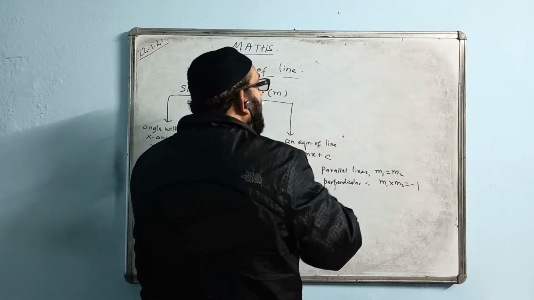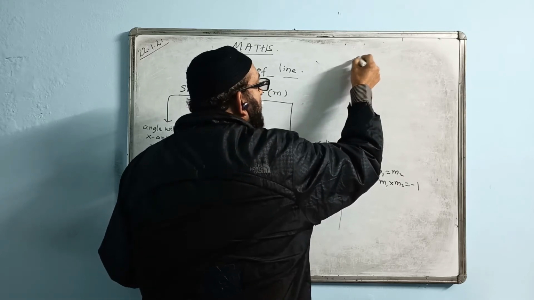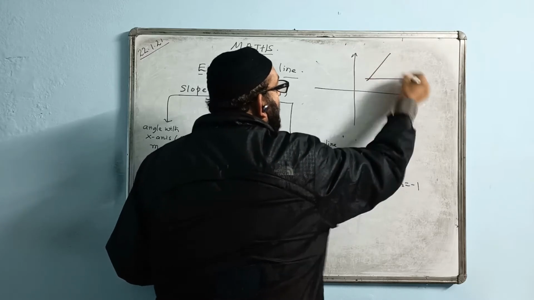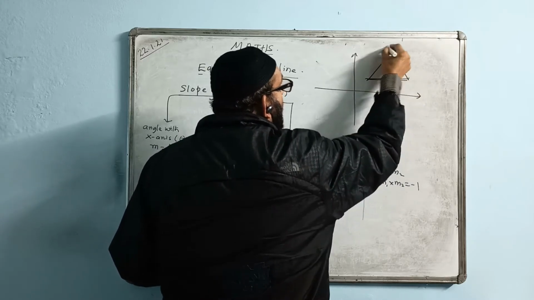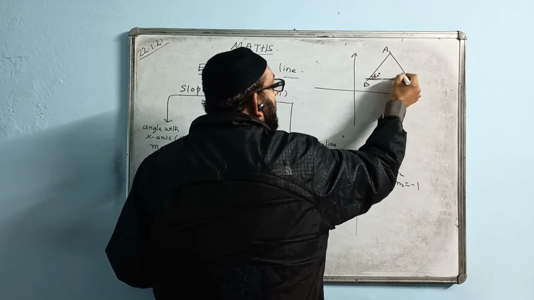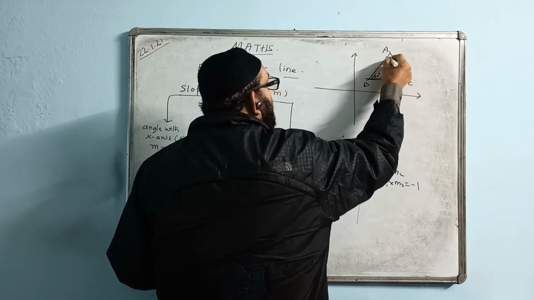Okay. Now another question is given like this. Just have a look at it. They have given a triangle like this: A, B, C. This is an isosceles triangle. This is equilateral. All angles are 60, 60.